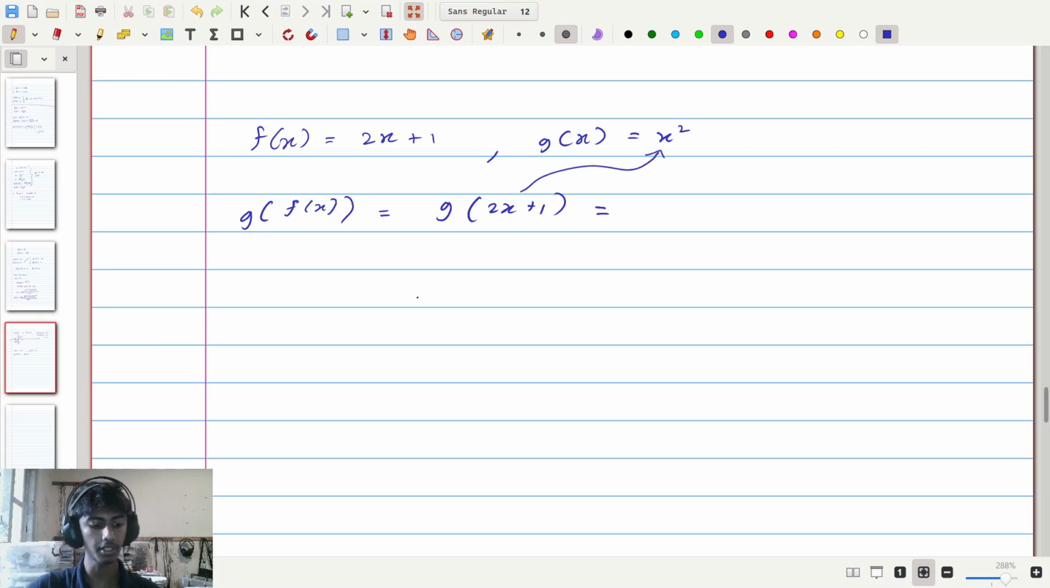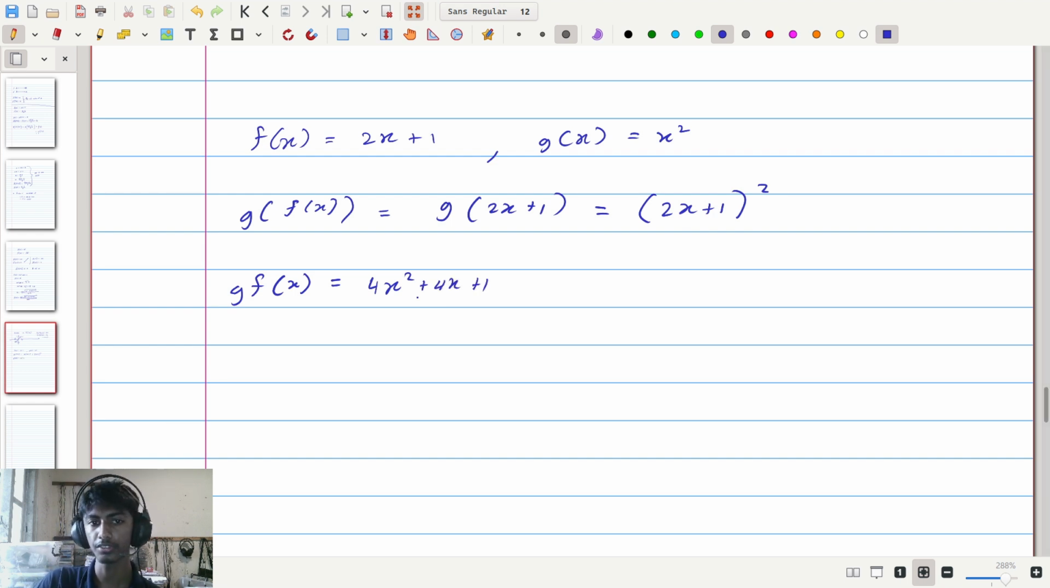If I substitute that into here, I would then have 2x plus 1 squared. Therefore, g of f of x, which is often written without this second bracket, these brackets are not written and we just write it like g of f of x. This would be equal to the square of 2x plus 1, which if I expand out would be 4x squared plus 4x plus 1. So g of f of x is this.